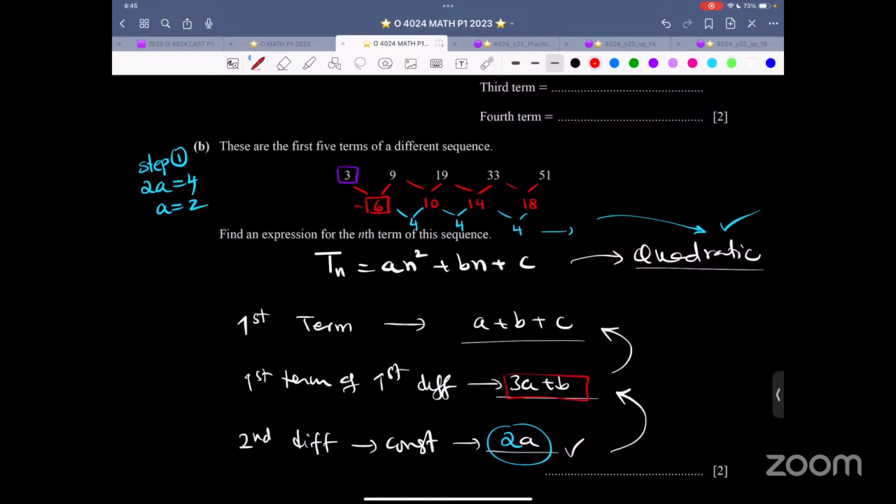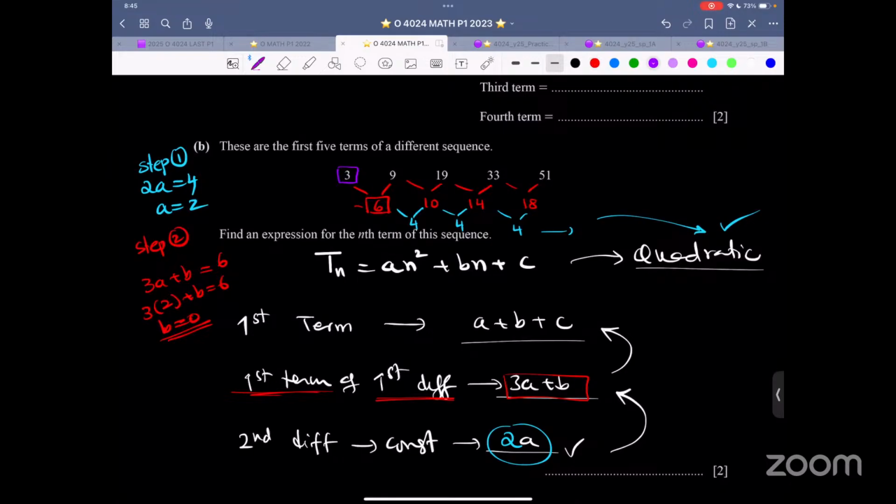Then in red color, let me work this out. That is 3a plus b, the first term of the first difference, which is 6. Step 2: 3a plus b is equal to 6. 3 into 2 plus b is 6. Therefore, b is 0. Yes, one of them can come out to be 0. Two of them can come out to be 0.